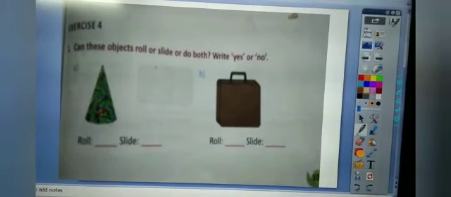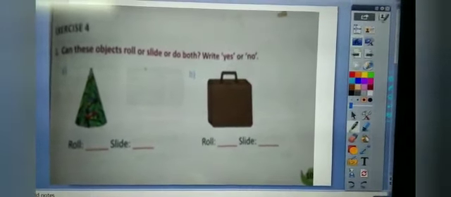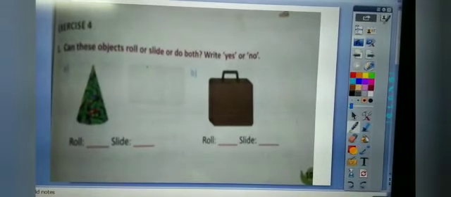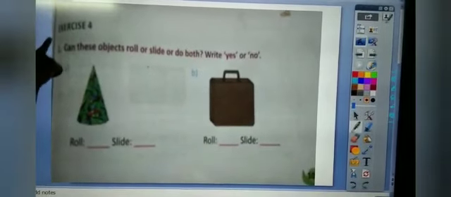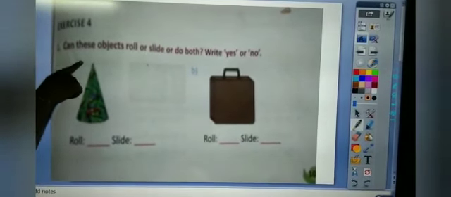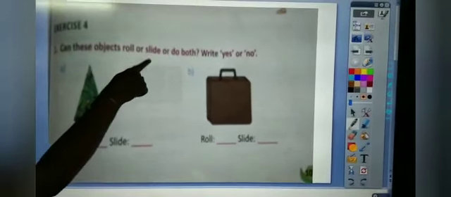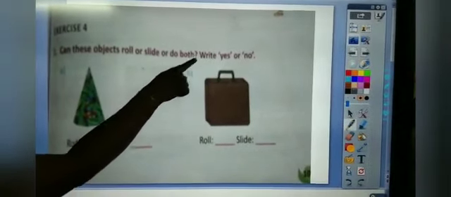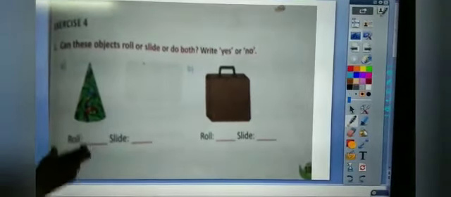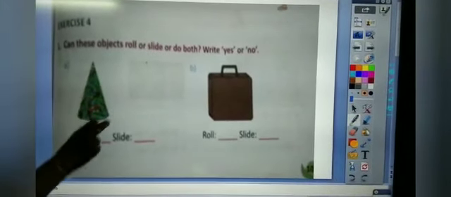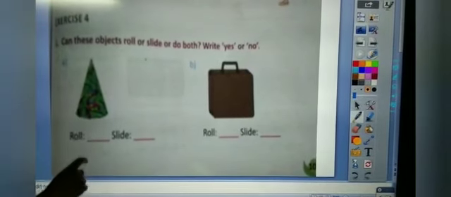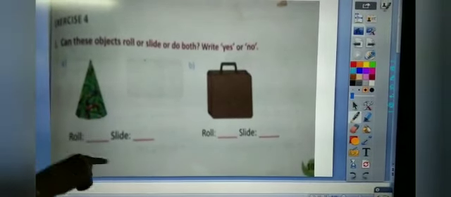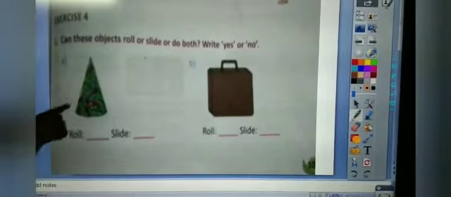Yes, now it's time for our maths exercise. Now we have to open our maths book, page number 107, exercise 4. Can these shapes roll or slide or do both? Write yes or no. Now we have to identify whether these objects can roll or slide. If it rolls we have to write yes, and if it does not roll we have to write no. So look at this first object.